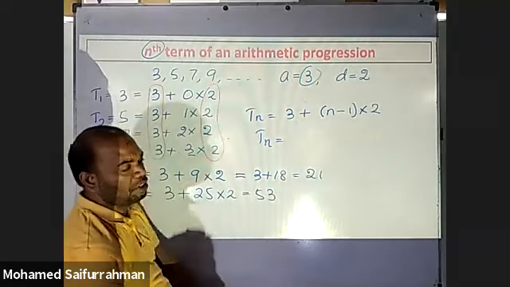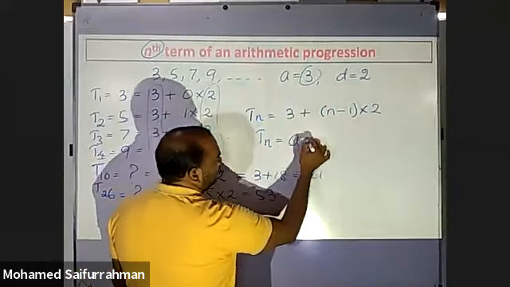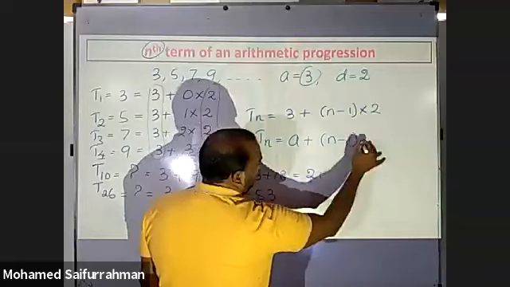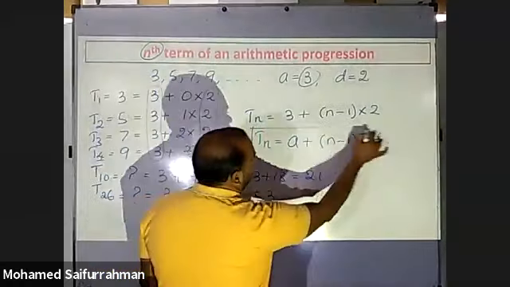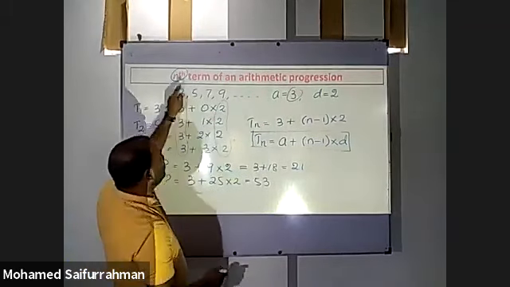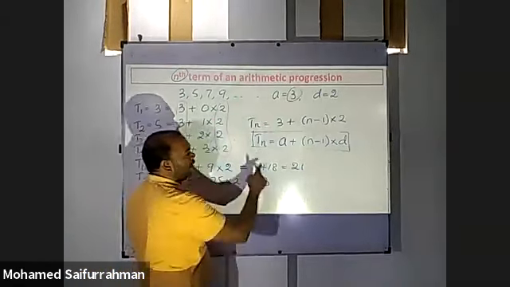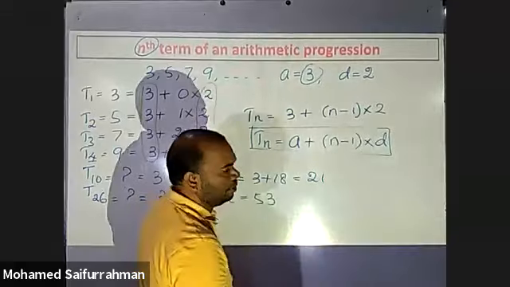this arithmetic progression's nth term is given by 3, which is A, plus n minus 1 times 2, which is D. This is the equation for finding the nth term. Using this equation, you can find the 50th term, 100th term, 75th term, any term. So the nth term of an arithmetic progression is calculated by the equation Tn equals A plus n minus 1 times D.